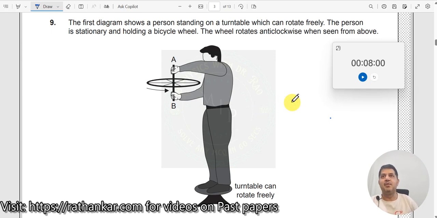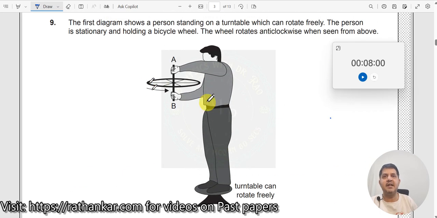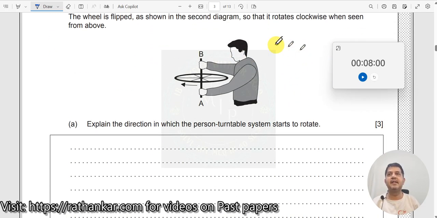Now, the first diagram shows a person standing on a turntable which can rotate freely. The person is stationary and rotates a bicycle wheel. The wheel rotates anti-clockwise when seen from above. So as you see, he's standing on this, and this is now rotating. He holds it like this. As it rotates, he flips the wheel. The wheel is flipped as shown in the diagram, and so it rotates clockwise when seen from above.